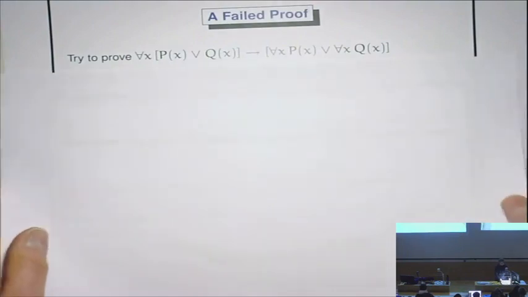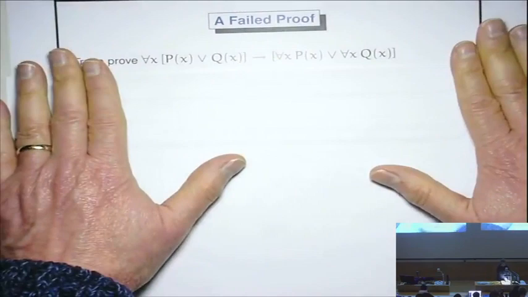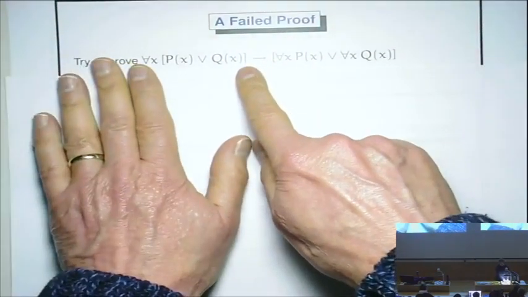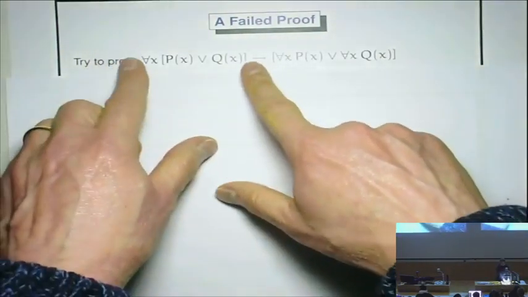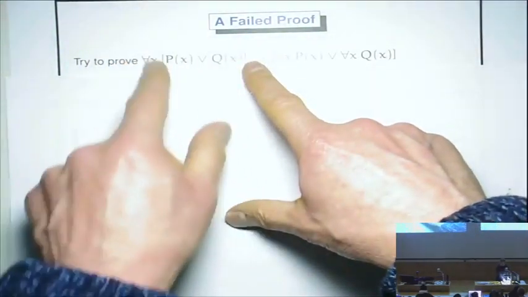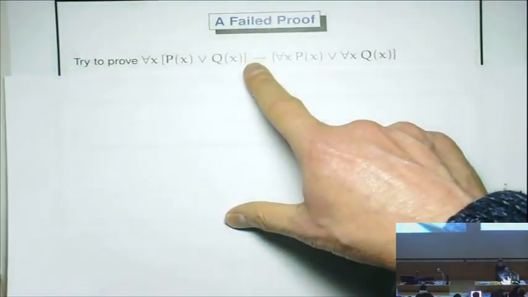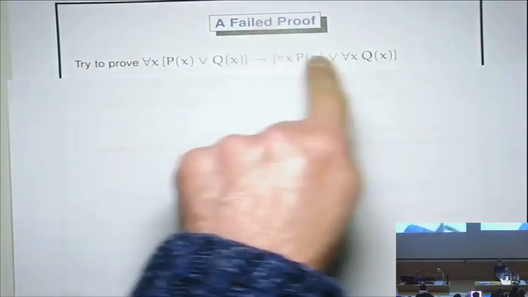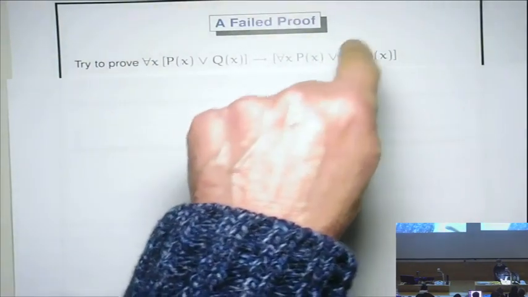Well, it's the usual thing. We need to negate. That's an implication, so we take this positive and that negative. Taking this positive, it's already in negation normal form. So we have for all x, p x or q x. That's great. Negating this, we're going to have to push the negations in, and I'm going to get exists x, not p x, and exists x, not q x.